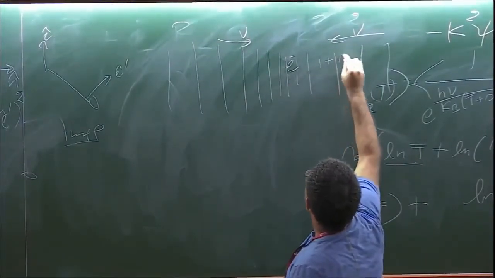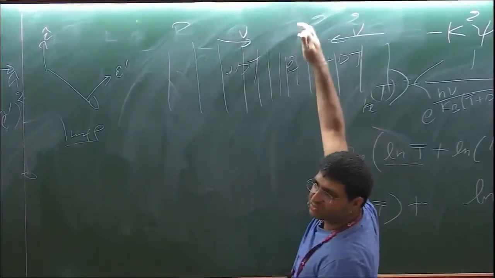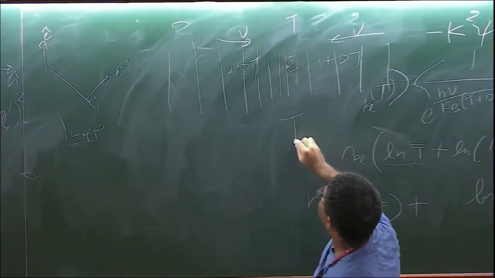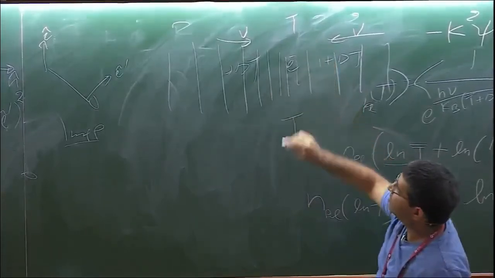It sees plus delta T here, plus delta T here. But here, there is no motion. We are looking at just one plane wave, so here it is just T. We have a quadrupole moment in temperature that the electron is seeing.